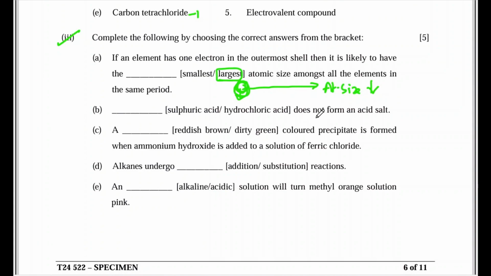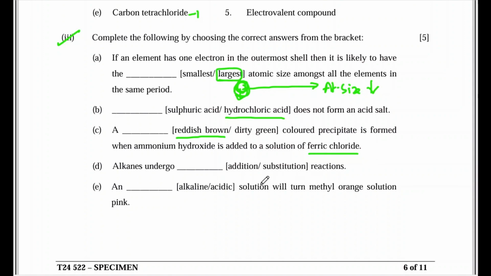B. Dash does not form an acid salt. Hydrochloric acid does not form an acid salt because to form an acid salt, it at least must have two replaceable hydrogens, which is sulfuric acid. Okay, here does not form is HCl. C. A dash color precipitate is observed when ammonium hydroxide is added to a solution of ferric chloride. Ferric will be what? Reddish brown. Dirty green will be for ferrous. Fe plus 3, this one, ferric.